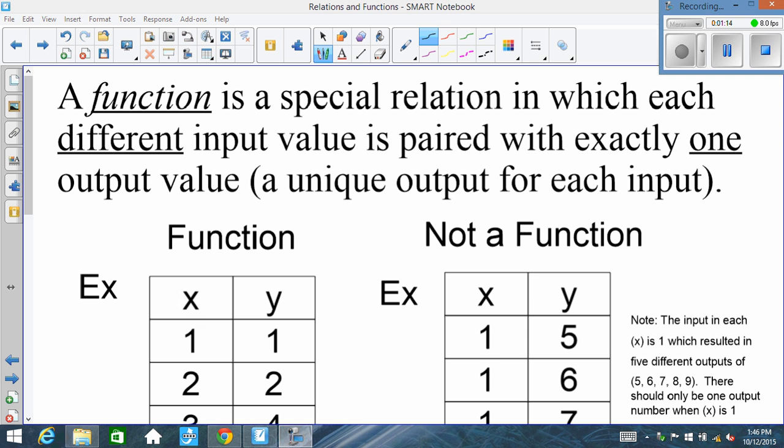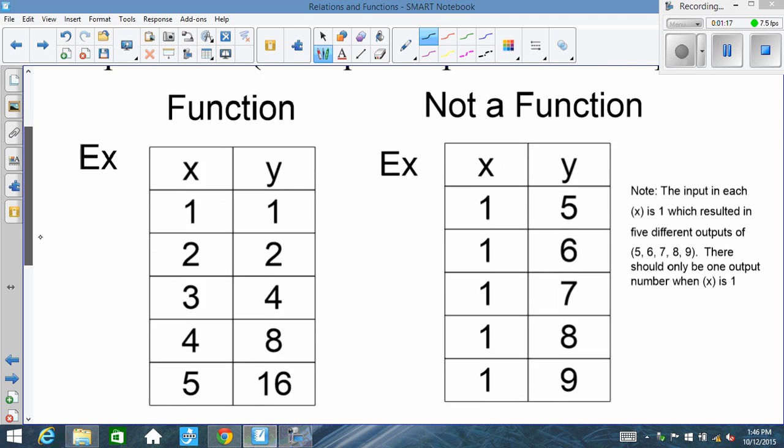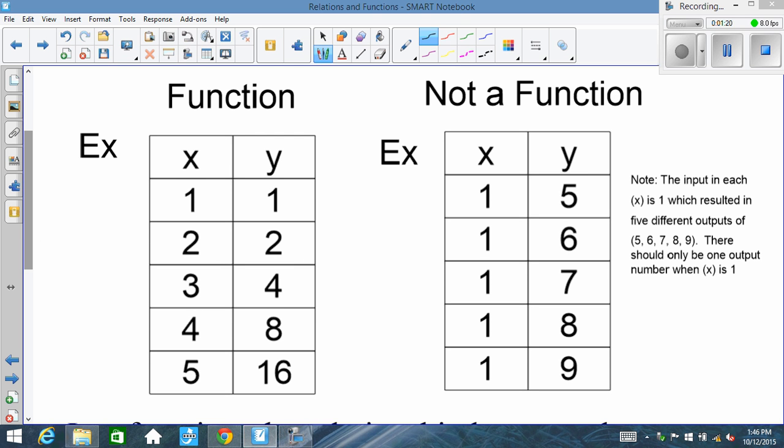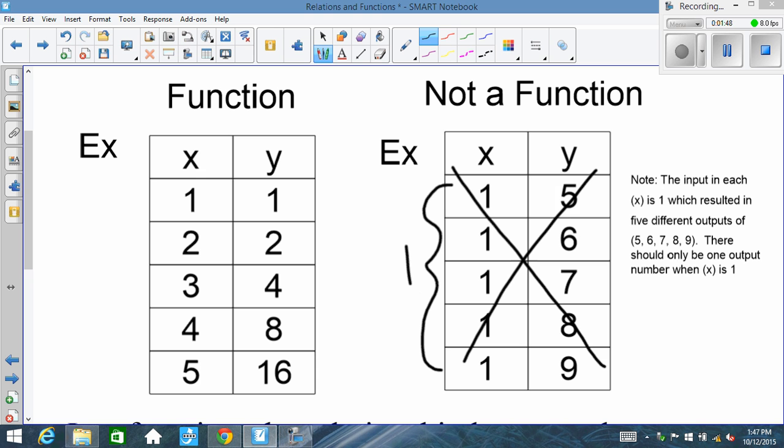So here are two examples of functions and non-functions. In the first table, we have x and y: 1, 1, 2, 2, 3, 4, 4, 8, 5, 16. In the second one, we have 1, 5, 1, 6, 1, 7, 1, 8, 1, 9. Note, the input in each x is 1, which resulted in 5 different outputs of 5, 6, 7, 8, 9. There should only be one output number when x is 1. So this one here is not a function, and it's the ones that cause the problem. Too many ones. This one over here has all different, so we're okay. This is okay.